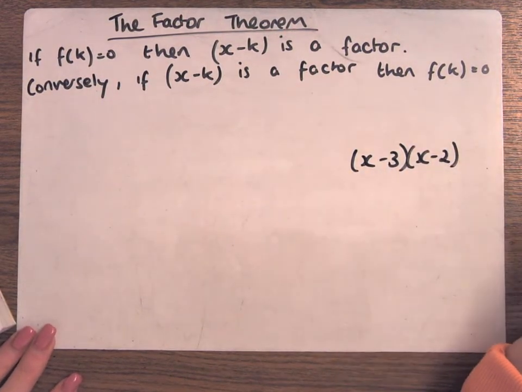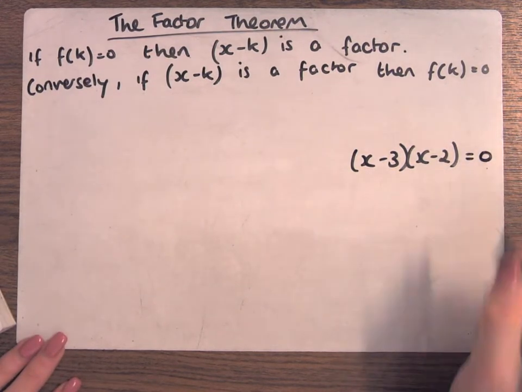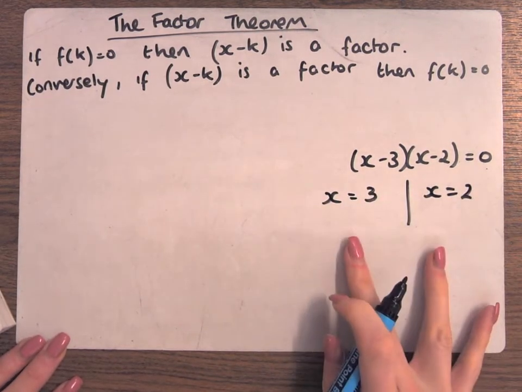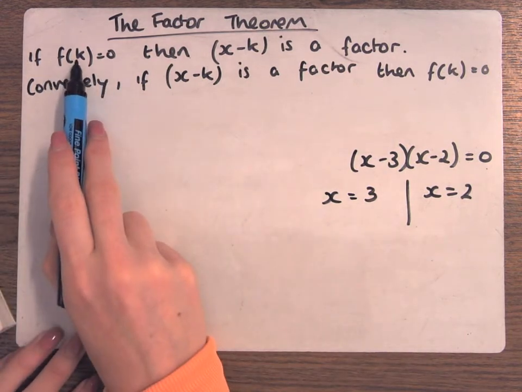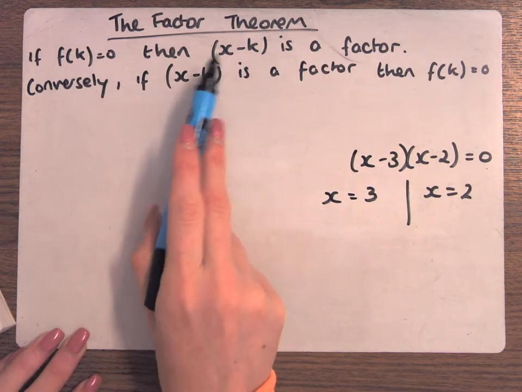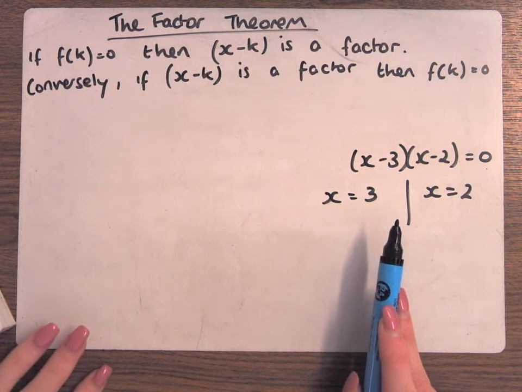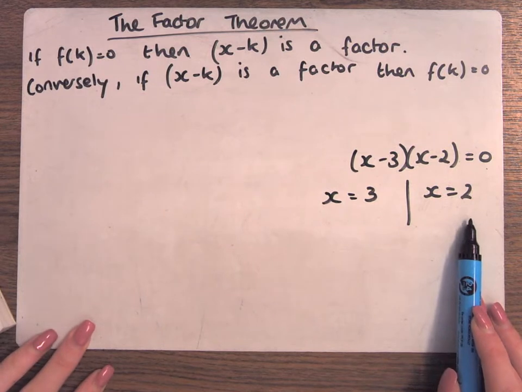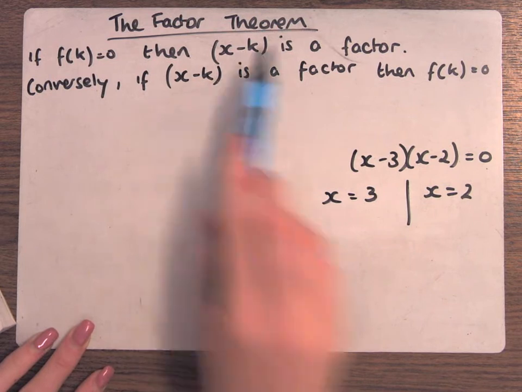Okay, in one of the examples we just did, these were our factors. And we know these then are the roots. That's the factor theorem. If f of k is 0, then x minus k is a factor. If I filled 3 into my sum, I would get 0 equals 0. If I fill 2 in instead of x, I'd get 0 equals 0. So that means x minus 3 is a factor.